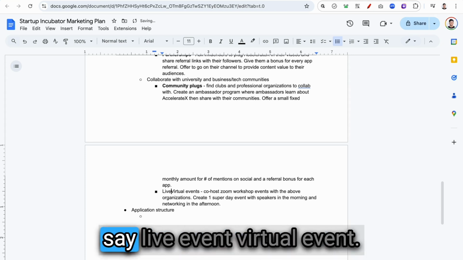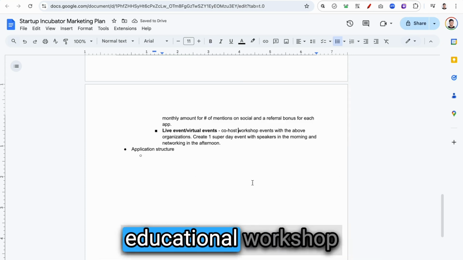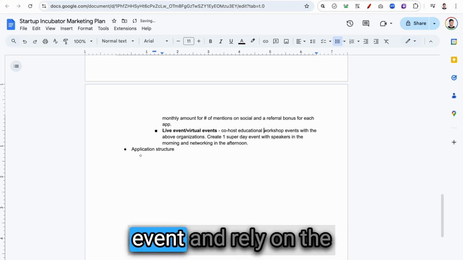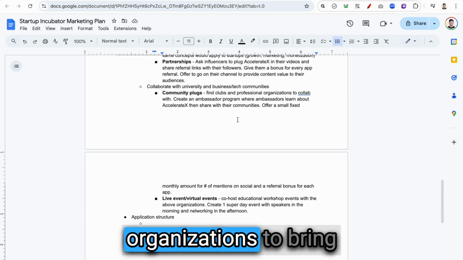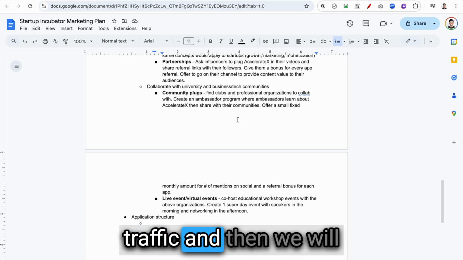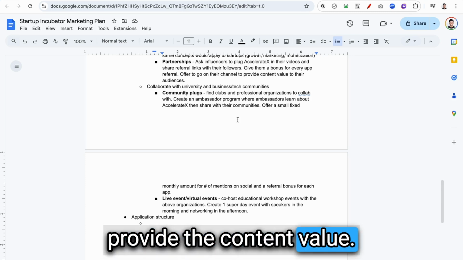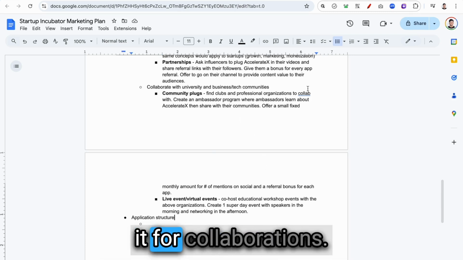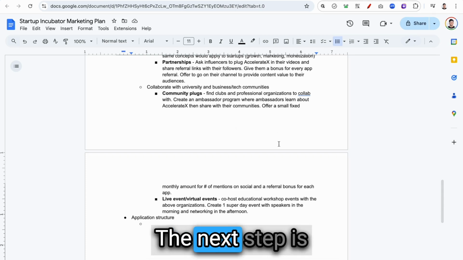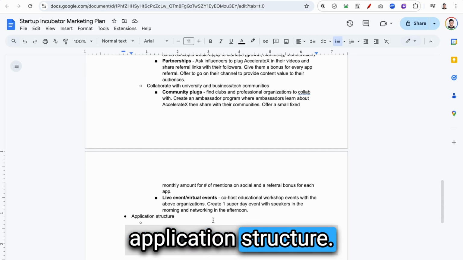Actually, why don't we just say live event, virtual event? We can co-host an educational workshop event and rely on the organizations to bring traffic, and then we will provide the content value. That is pretty much it for collaborations. The next step is application structure.